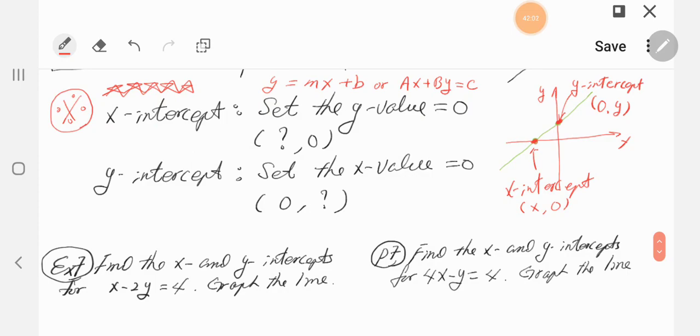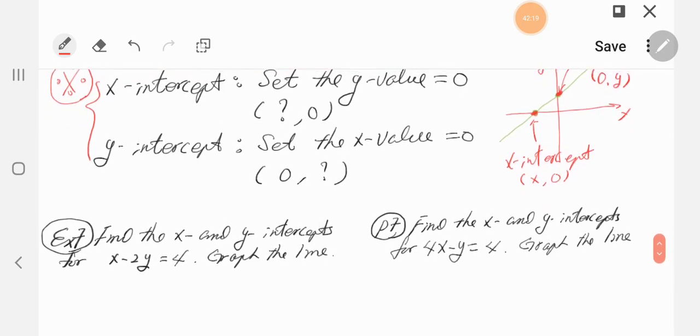Can you see it? So for the x-intercept, the equation is given, find the x-intercept. Then how do you find the x-intercept? The y value is always 0. So set the y value equal to 0, so that you can find the x value. Okay, finding the y-intercept is what? We want to find the y value. So set the other variable x equal to 0.